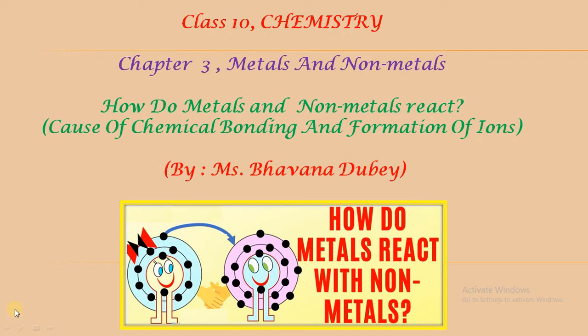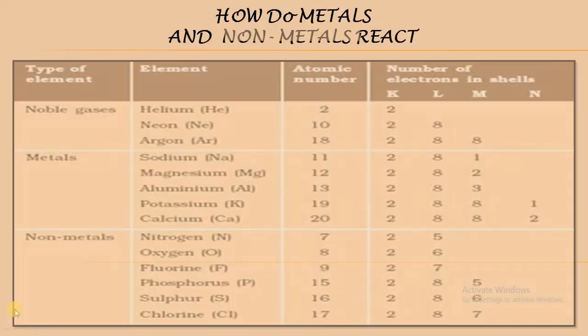Today we will study metals and non-metals, which is chapter number 3 in the textbook of class 10 science. Today we will cover the topic how do metals and non-metals react. The subtopics which we will cover are cause of chemical bonding and formation of ions.